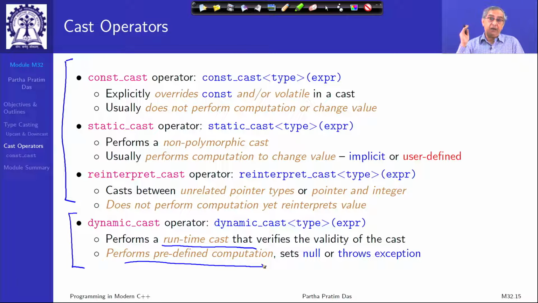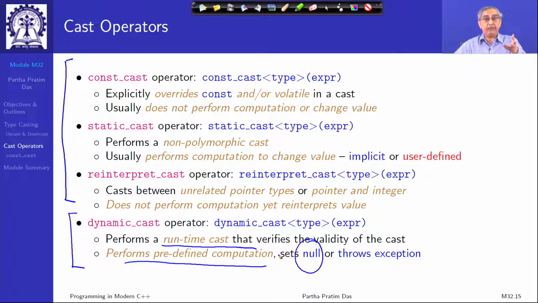Dynamic_cast is allowed only on pointers and references. So, if the validity of a dynamic_cast fails, then what the dynamic_cast operator does is give you a null pointer, and you know that you have failed.